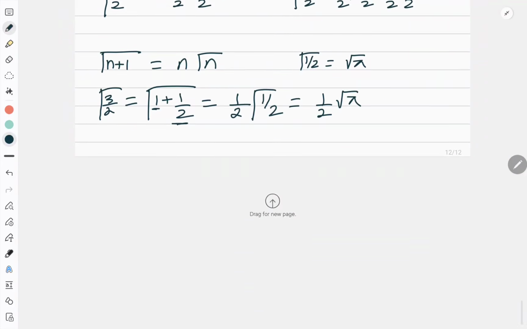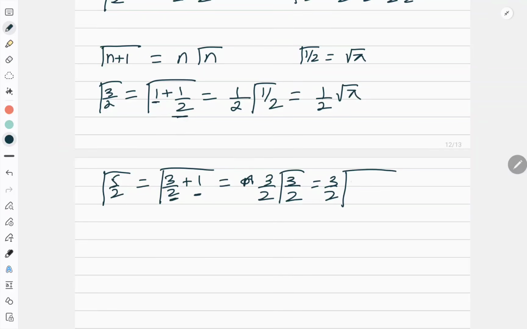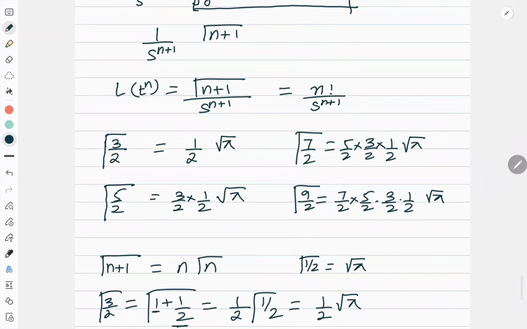Same way, when I do gamma 5 by 2. 5 by 2 is nothing but 3 by 2 plus 1. So n plus 1. So this will be n, meaning 3 by 2, gamma 3 by 2. And gamma 3 by 2 again I can split as 1 plus 1 by 2. So 3 by 2, 1 by 2 gamma 1 by 2, and gamma 1 by 2 is root pi. So this is how the answer is coming. But you need not go in the depth of this. You just learn how to solve this.